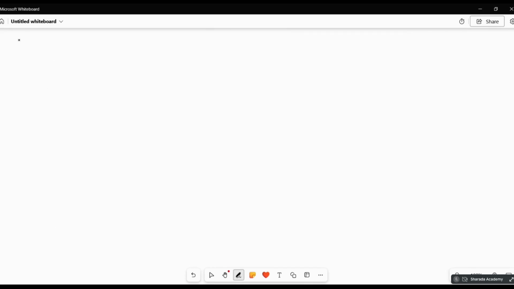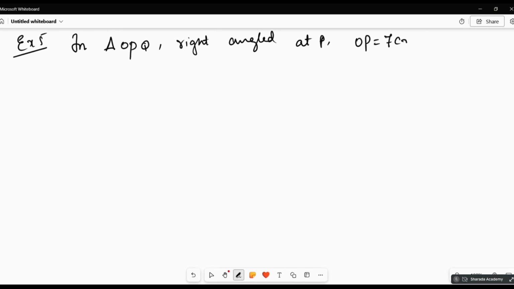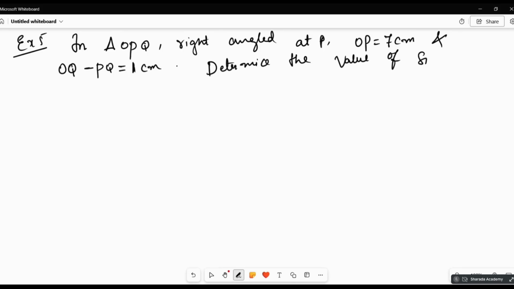Write down this question. Example 5. Mark it as important. Okay, many times these questions they will ask. Write down the question also. In triangle OPQ, right angle at P, OP is equal to 7 centimeter. OQ minus PQ is equal to 1 centimeter. Determine the value of sine Q and cos Q.